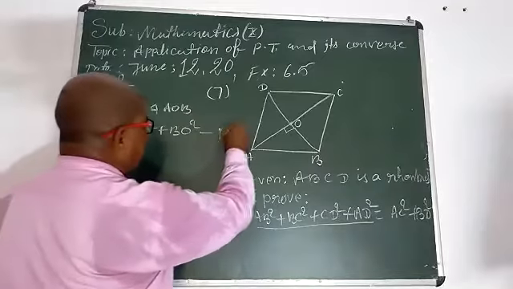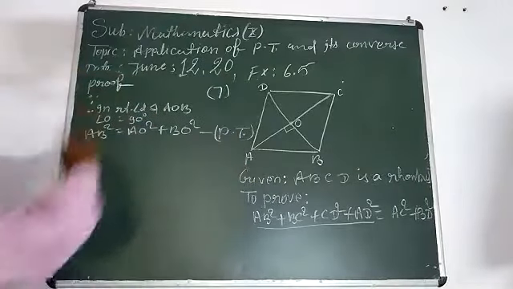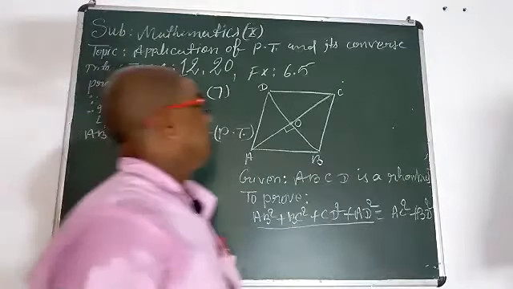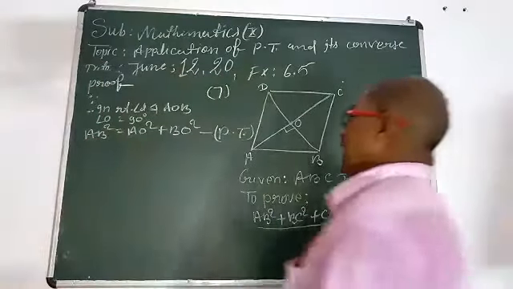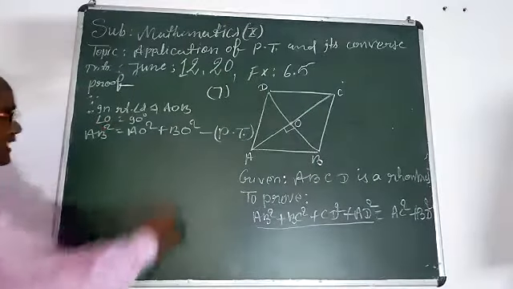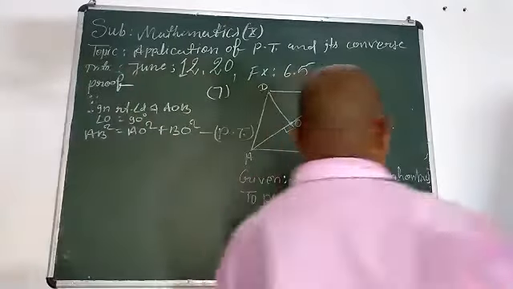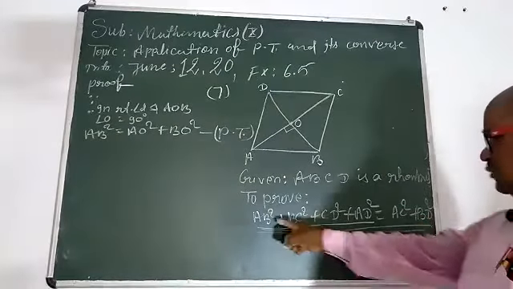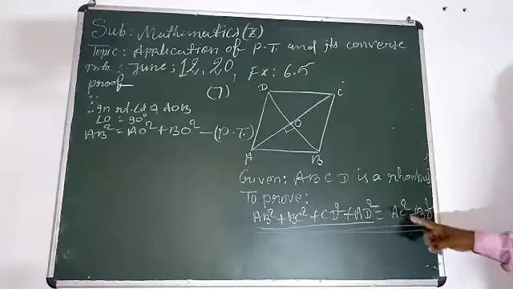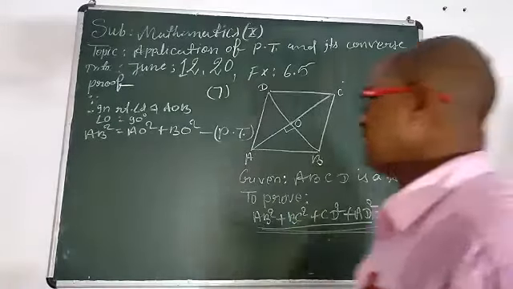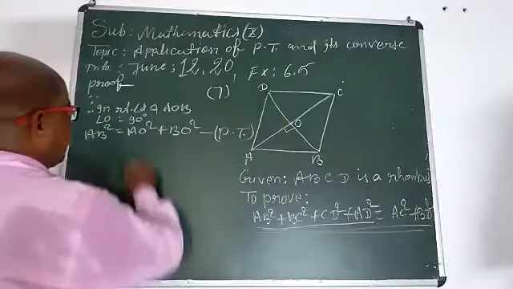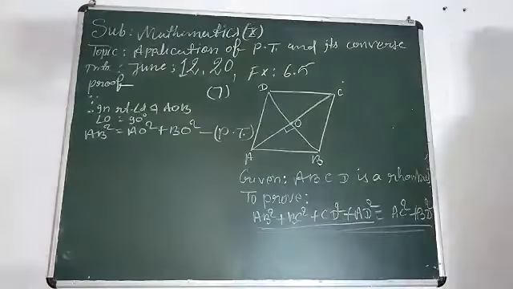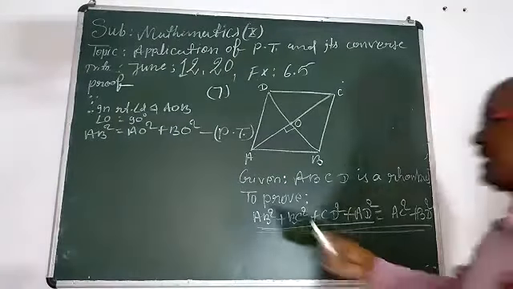This is Pythagoras theorem. AB square equal to AO square plus BO square. But you should mind your requirement. What is your requirement? AB square plus BC square plus CD square plus AD square equal to AC square plus BD square. AO and BO are not your requirement, student.